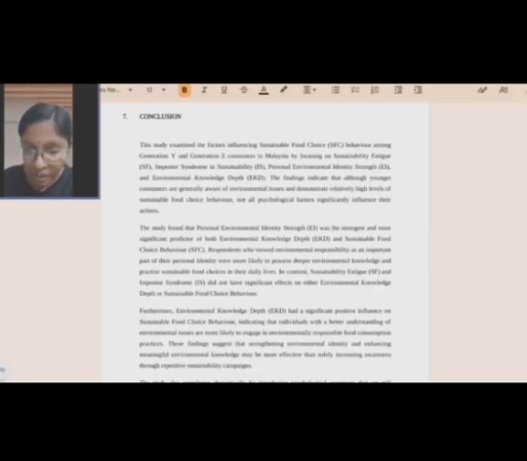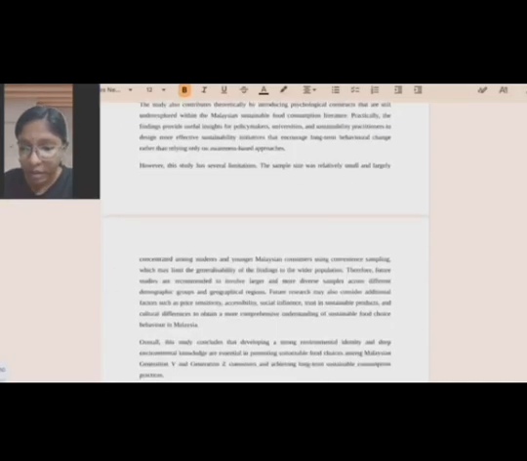In addition, environmental knowledge depth was found to have a significant positive effect on sustainable food choice behavior. However, sustainability fatigue and imposter syndrome did not significantly influence the consumers' sustainable food choice. These findings suggest that building a strong environmental identity and providing meaningful environmental education are more effective than simply increasing awareness through repeated sustainability campaigns.